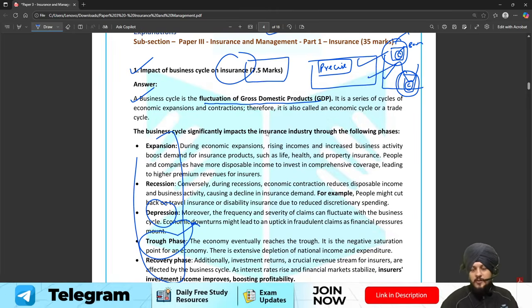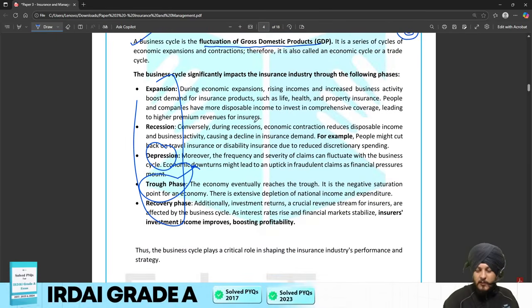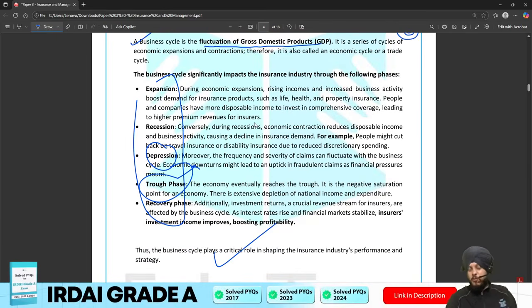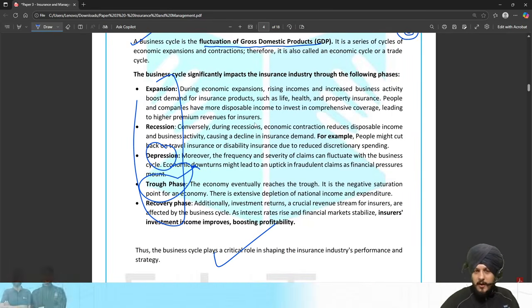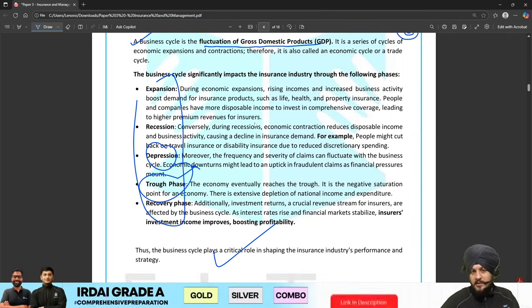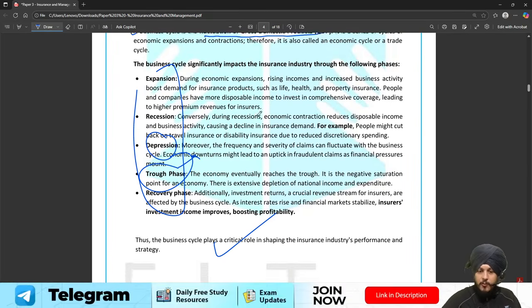So this is how you could have written your answer, and at the end you can just write a one-liner conclusion. Why one-liner? Because the question is of 7 and 5 marks only, and you cannot afford to write lengthy conclusions and lengthy introductions, right? You have to be precise, you have to write to the point. I hope it is clear to you.